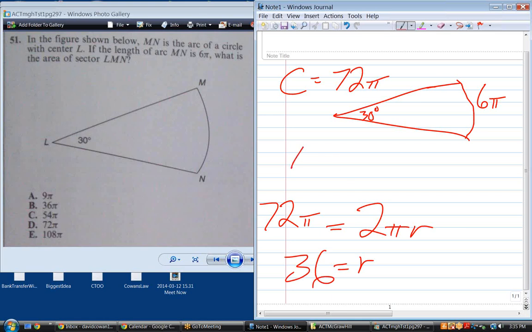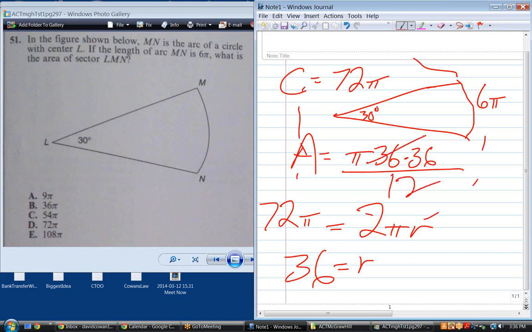Now, what is its area? Okay, so 2 pi, or pi r squared. Okay. So 36 squared. Divided by what? Divided by... There's the pi r squared. That's the area of the full circle. And then this is only a 12, so divided by 12. Yes. So 108 pi. Good.